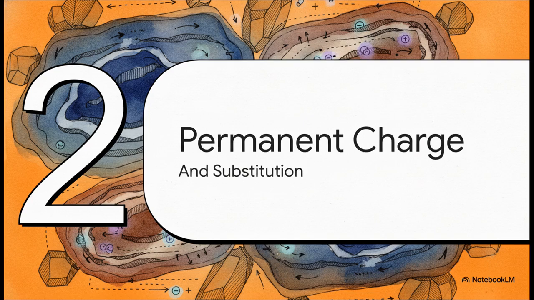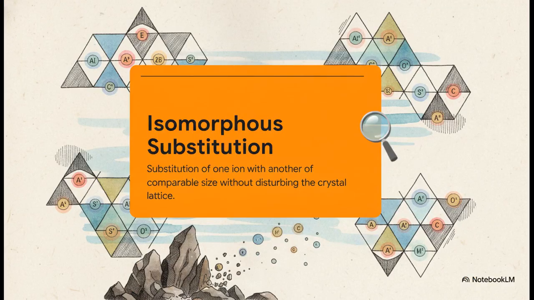Moving to Section 2, Permanent Charge and Substitution. Now, for inorganic colloids, charge falls into two main camps. Let's look at the first one, the permanent or constant charge. The magic here happens through something called isomorphous substitution. Basically, as rocks and minerals weather over time, cations swap in for silicon, aluminum, and magnesium ions in their respective tetrahedral and octahedral sheets. It's kind of like a giant puzzle.